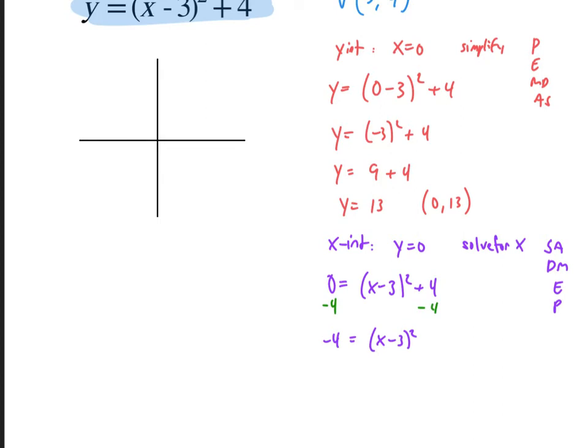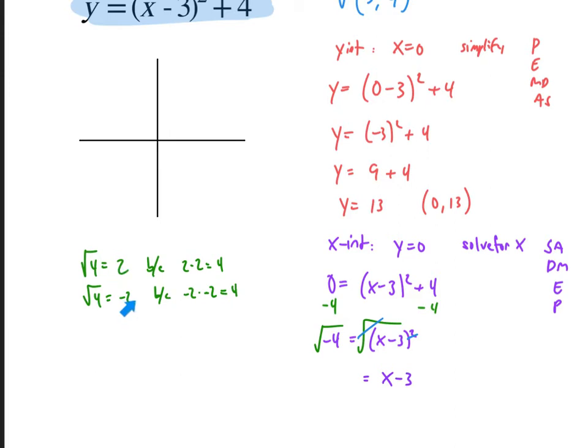And then I want to get rid of that square next, so it would be square rooting. On the right hand side, the square and the square root cancel, so we're just left with x minus 3. On the left hand side, the square root of -4. Remember what the square root is: a number times itself that's equal to the number. The square root of 4 is 2 because 2 times 2 is 4, or it could also be -2 because -2 times -2 is 4. So what number times itself is -4? Well, 2 times -2 is -4, but that's not a number times itself.